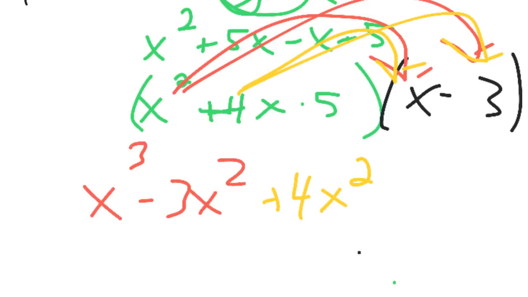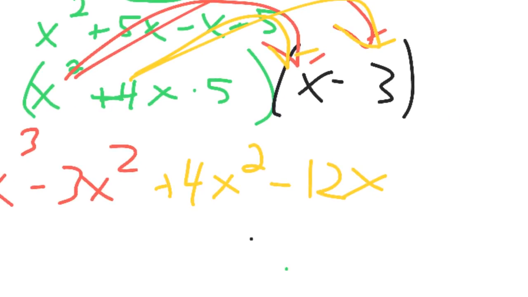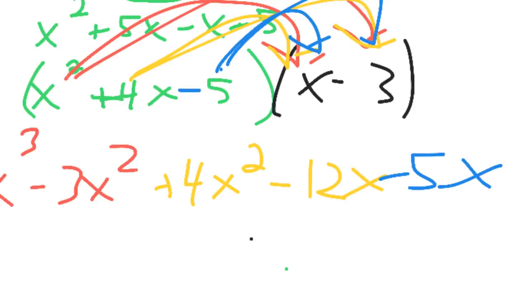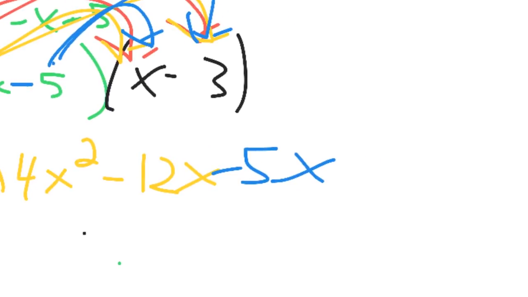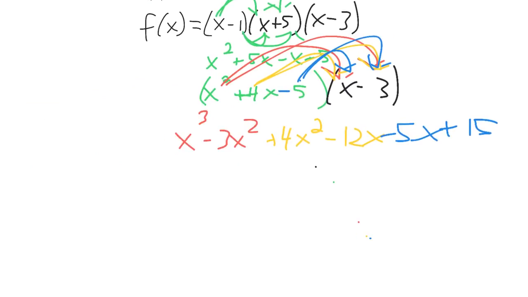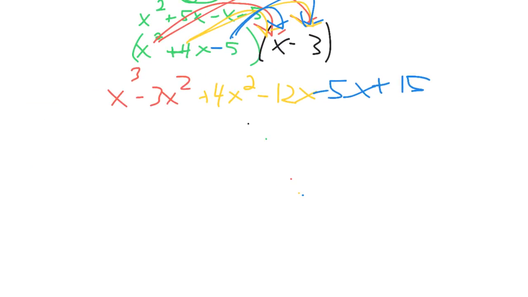4x times -3 gives us -12x. And then we've got for our final one, -5. That's a -5 from up top. -5 times x gives us -5x. And -5 times -3 gives us positive 15. So we're almost there. Now we just have to combine like terms.